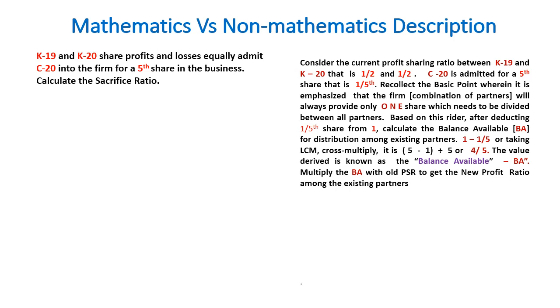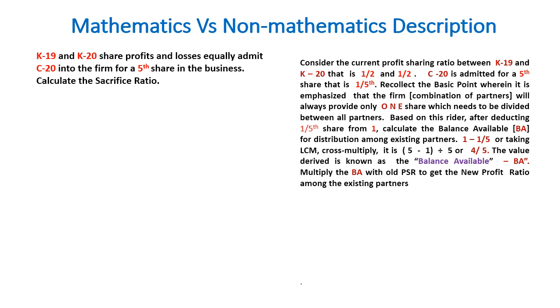Consider the incoming partner's share, which is a fifth share, that is one fifth. Recollect the basic point that the firm, that is the combination of all partners, will always provide only one share, which needs to be divided between the partners. Based on this, after deducting one fifth share from one, calculate the balance available, normally christened as BA, for distribution among the existing partners. Be careful, existing partners get 1 minus 1 over 5, or taking LCM and cross multiplying, it is 4 over 5. The value derived is known as the balance available.